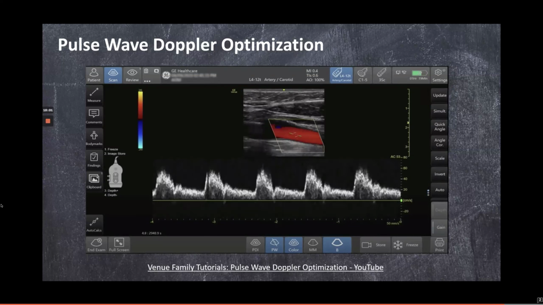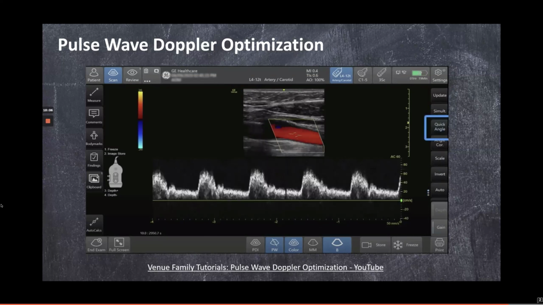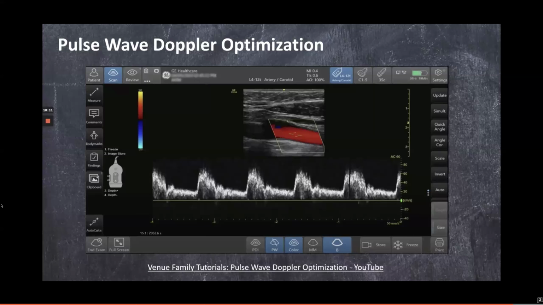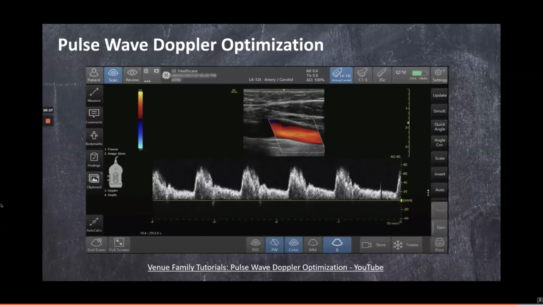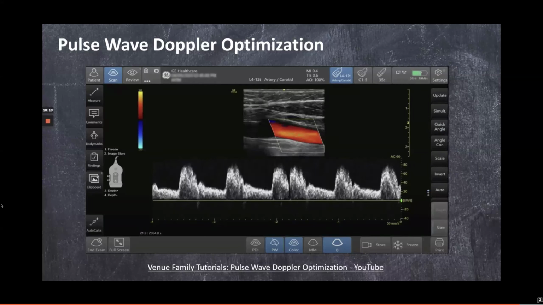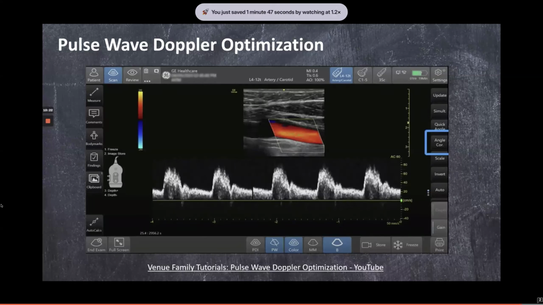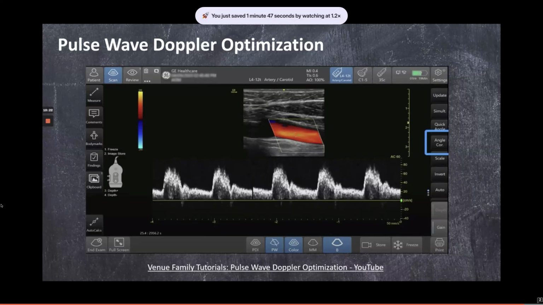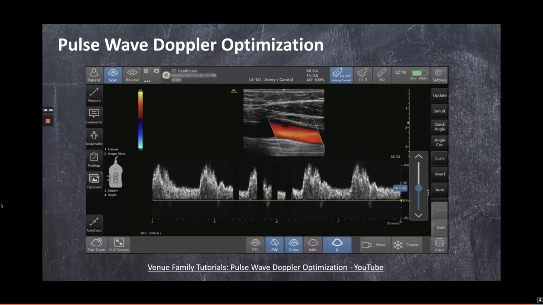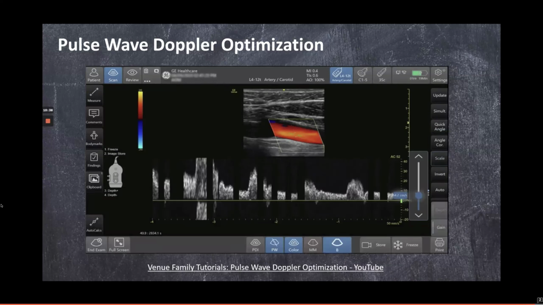And once again, we can adjust the angle of insonation. For the Philips machine here, you can adjust it via the quick angle or the angle correction. Right now it's using the quick angle. And now they're going to use the angle correction to make sure that we are detecting the velocity along the blood flow. And lastly, you want to adjust the scale as well so that you are detecting the appropriate blood flow, not too high or not too low.